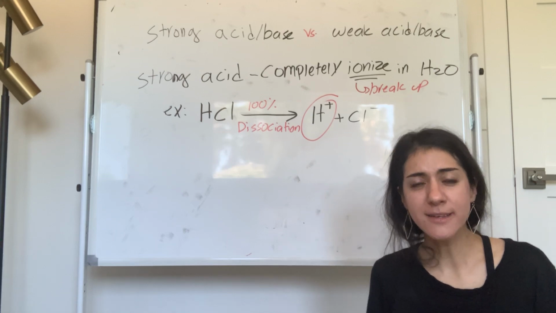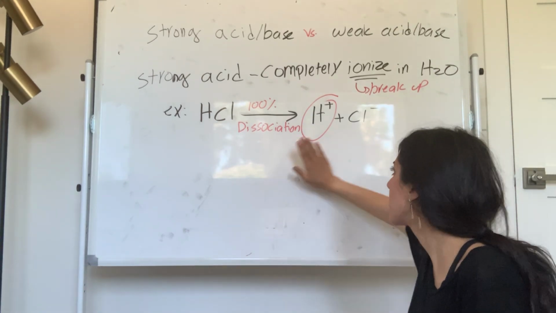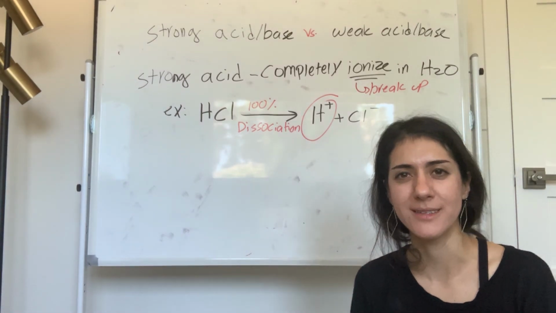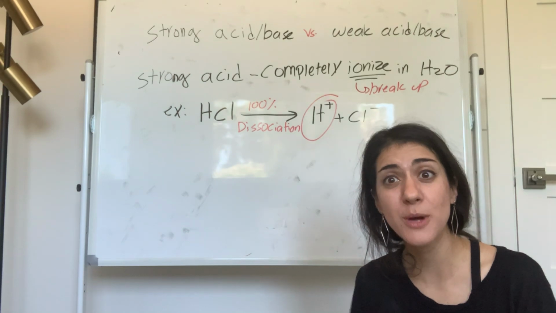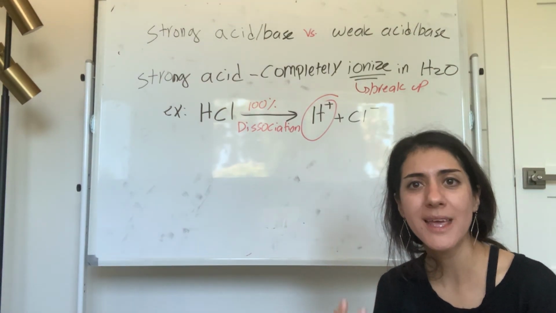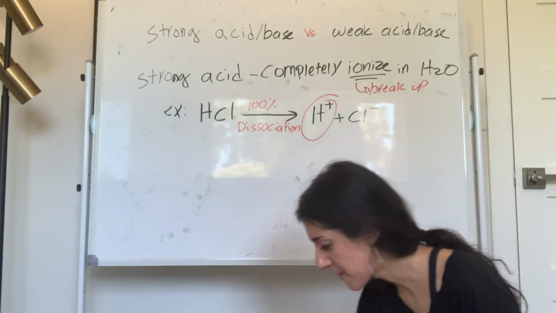So, HCl is a strong acid because every single hydrochloric acid is going to break up into H plus. You end up having a lot of H pluses. And that's why it's a strong acid, because you have a lot of H pluses, and H plus is what makes something to be an acid. It's responsible for the sour taste. So far, so good? Okay.